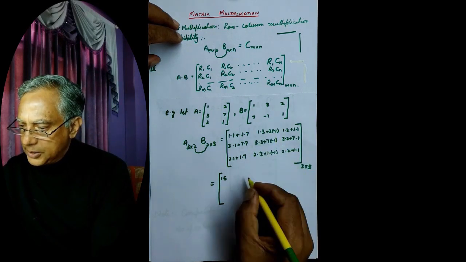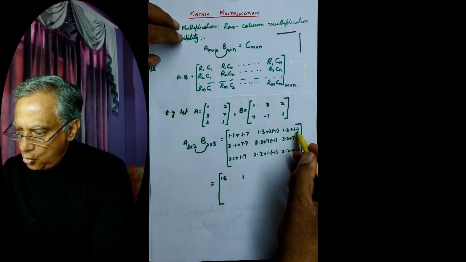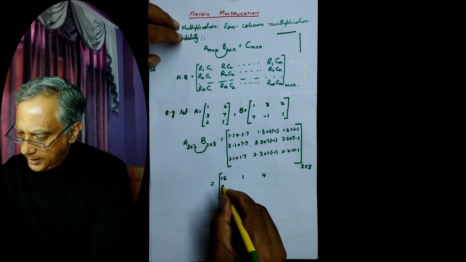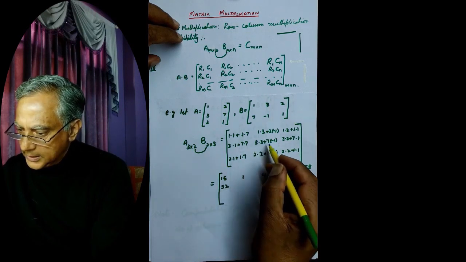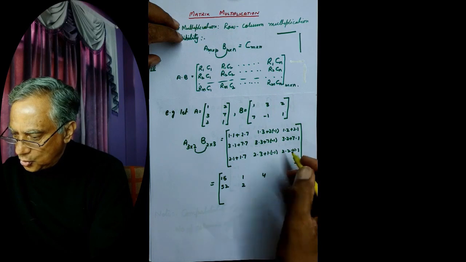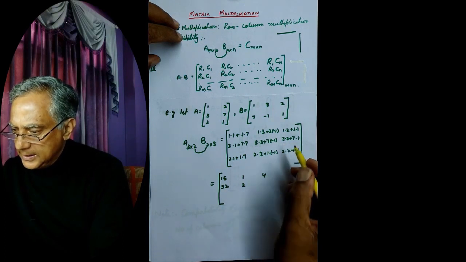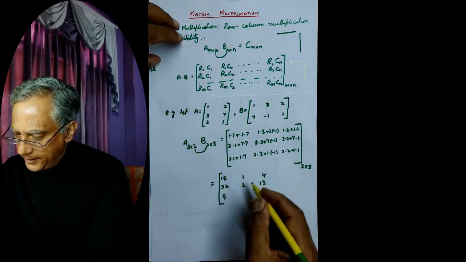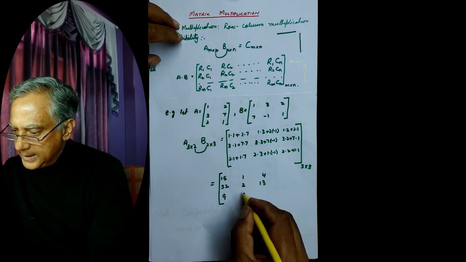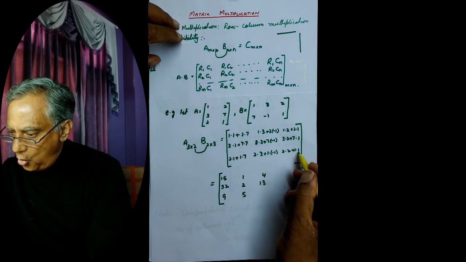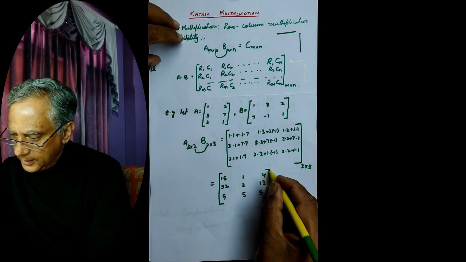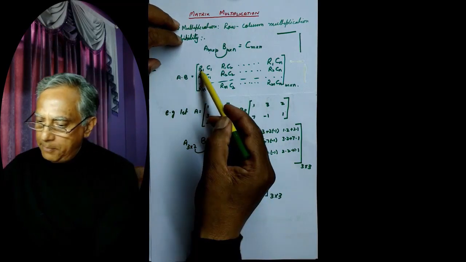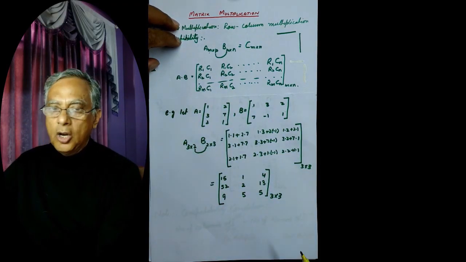This is 3 minus 2, that is 1. 2 plus 2, 4. This is 49 plus 3, 52. This is 9 minus 7, so 2. This is 6 plus 7, 13. This is 2 plus 7, 9. 6 minus 1, 5. 4 plus 1, 5. So this is the result. This is how we multiply a row with a column.